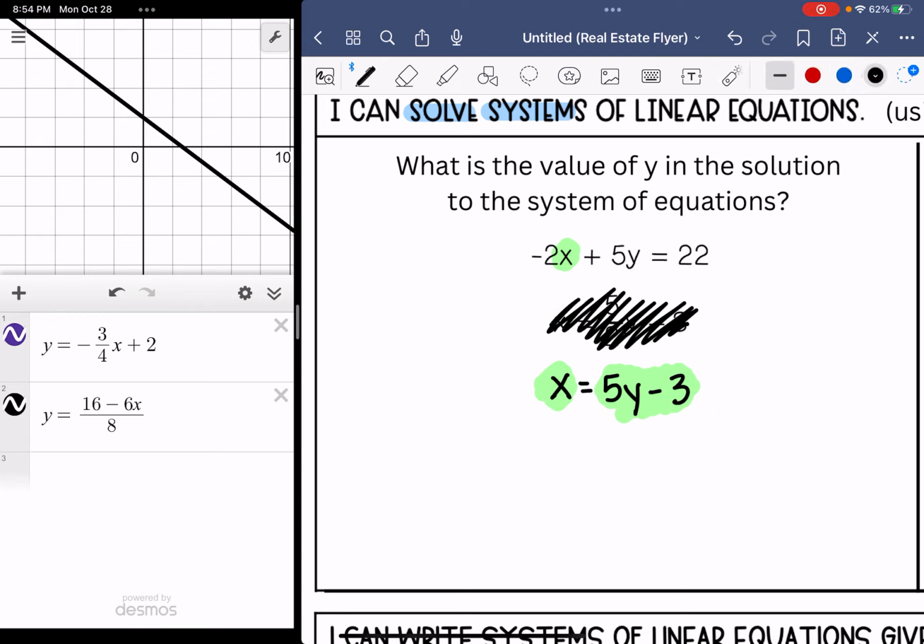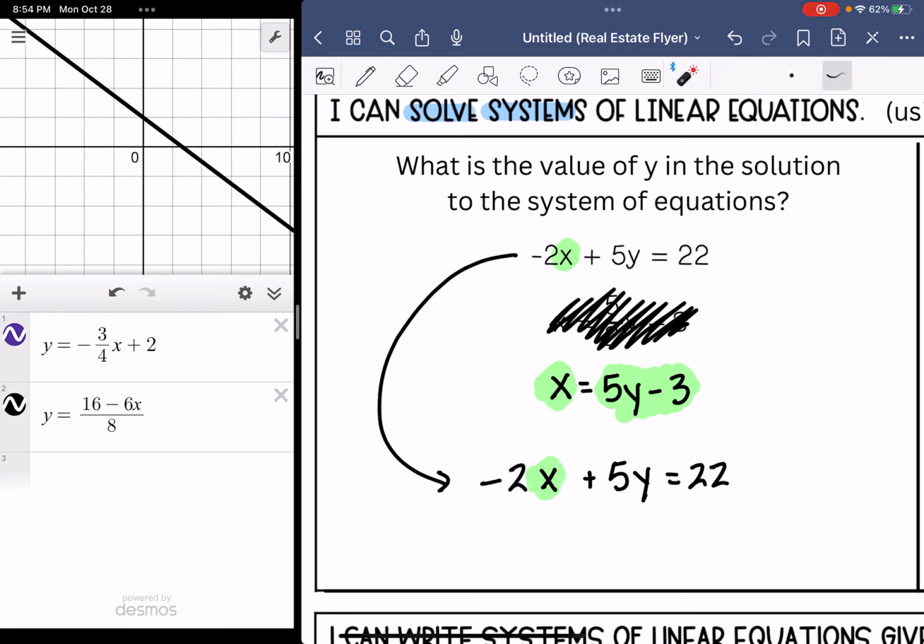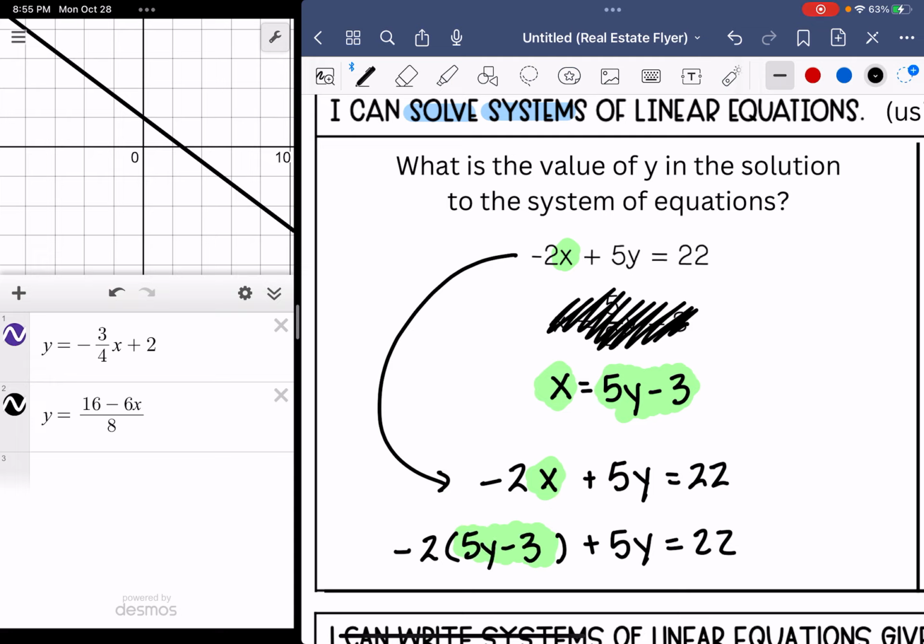And that would look something like this. I'm going to take this equation and rewrite it. Negative 2x plus 5y equals 22. But again, instead of x, I'm going to use what I know x is equal to. So I'm going to say negative 2 times, plus 5y equals 22. And right here is where x was. And again, x is 5y minus 3. So I can plug in 5y minus 3 right there.